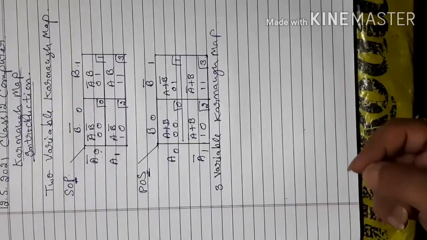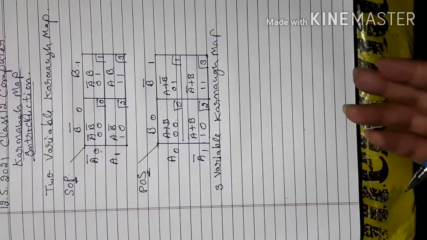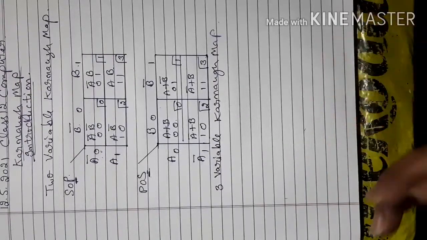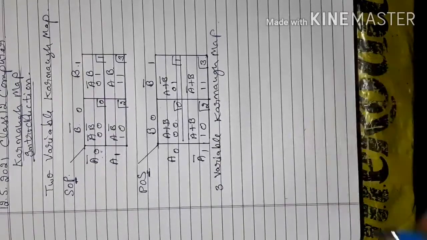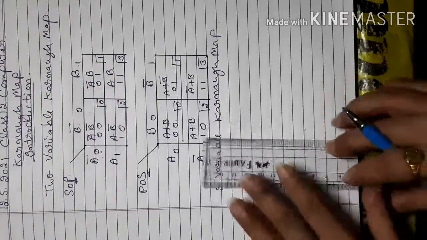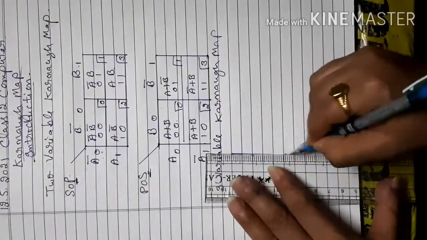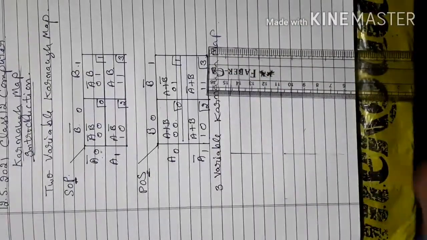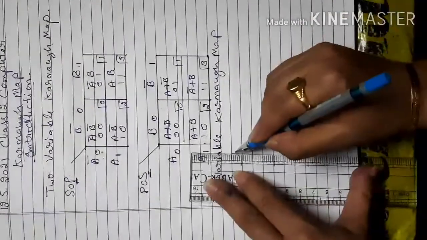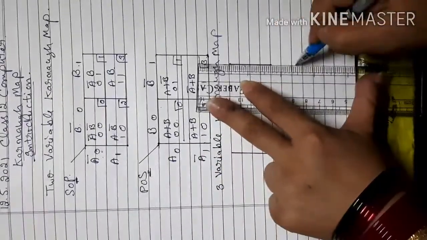And if 2 variables are combined, that means it increases further. If 2 variables are in column form, the columns will be 4. If 2 variables are in row form, then the rows will be 4. But here only 1 variable we represent as the row. So I go with both cases, POS and SOP, quickly.